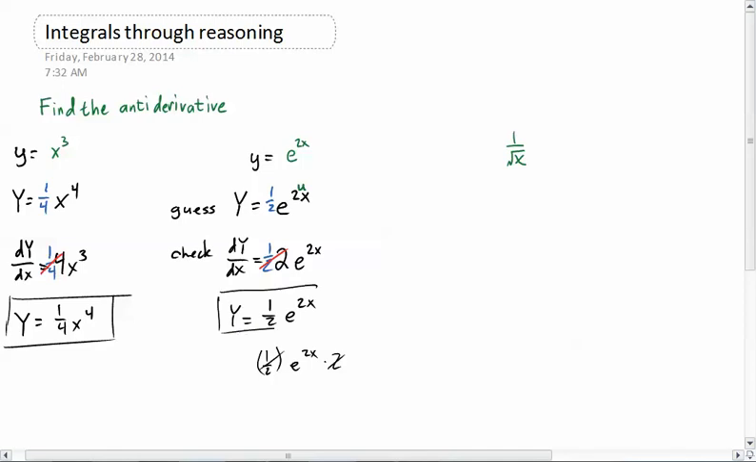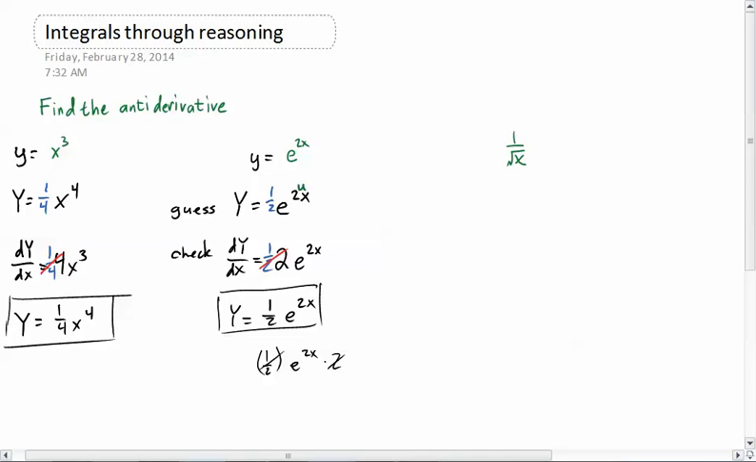So there's your antiderivative, 1/2 e to the 2x. Okay, so we're not really using any rules other than the derivative rules that we already know. That's one of the beauties of integrals, that for the most part that's what we're going to do. We're just going to use these straightforward rules.